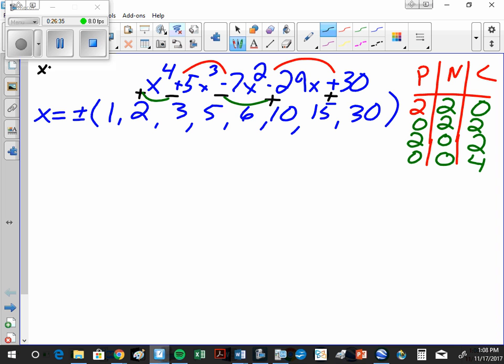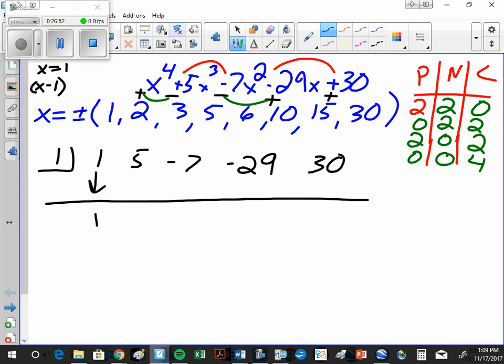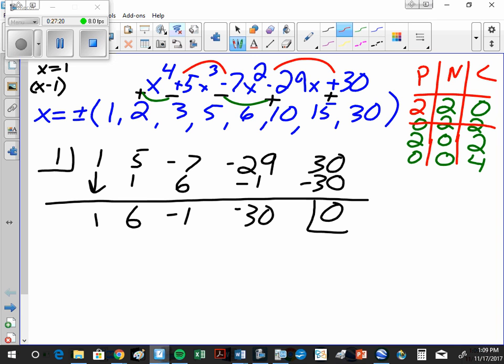So I know that x equals 1 and x minus 1 is a factor. Okay, so now let's use 1. I know it's going to work. 1, 5, negative 7, negative 29, and 30. Okay. I've simplified the equation, and I know that there is another positive root. How do I know there's another positive root? So up here, this row is out, and this row is out.